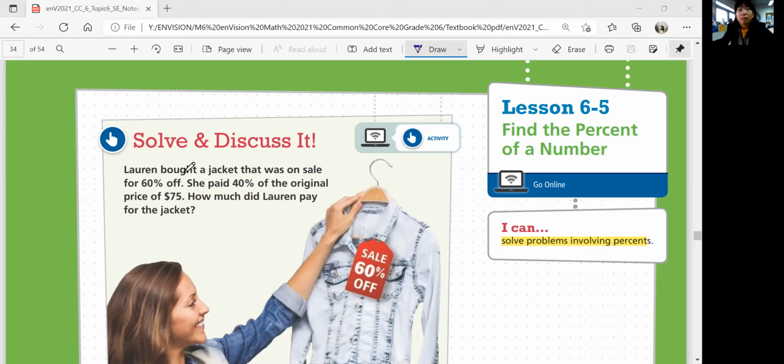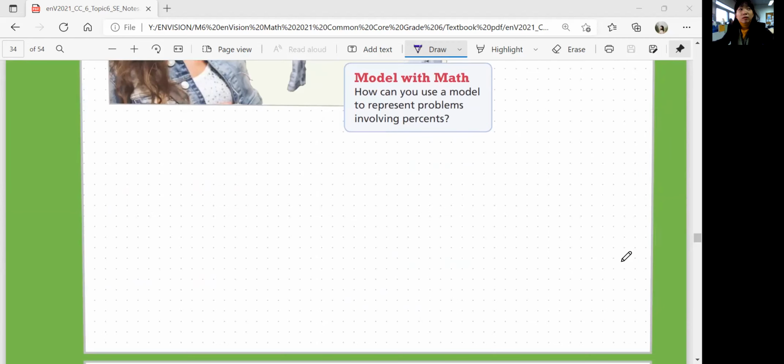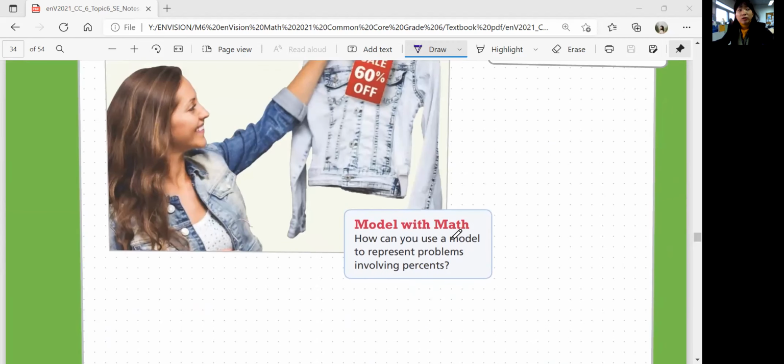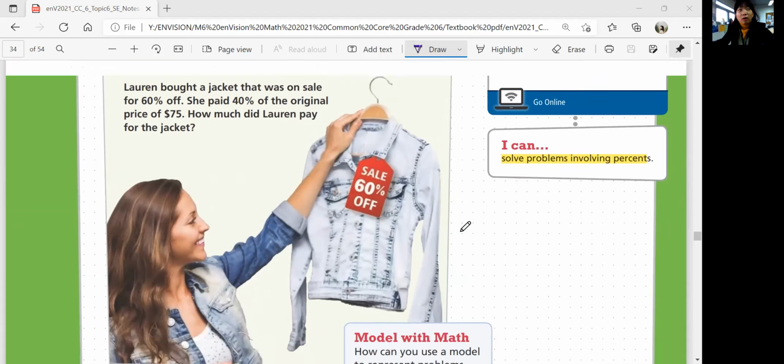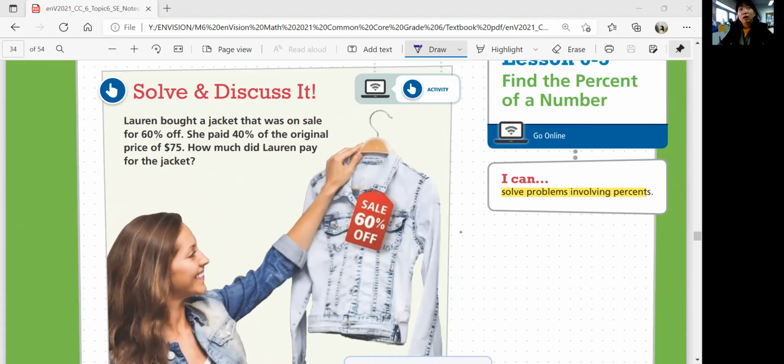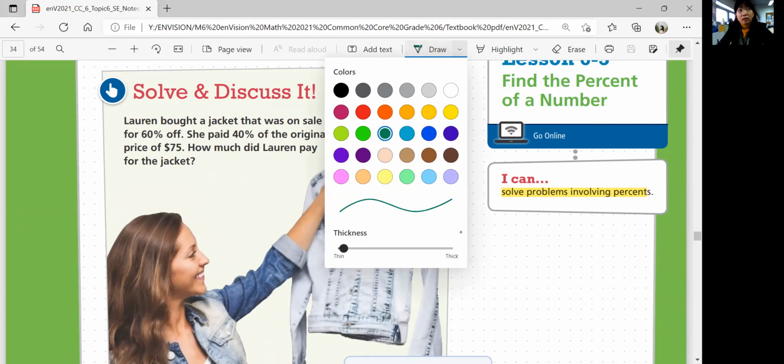Okay, so Lauren buys a jacket that's on sale for 60% off. That's a big sale. She only paid 40% of the original price tag of 75. So if the original is 75, how do you figure out 40%? How can you use a model to represent problems involving percents? You have to know what your whole is and the part, okay?